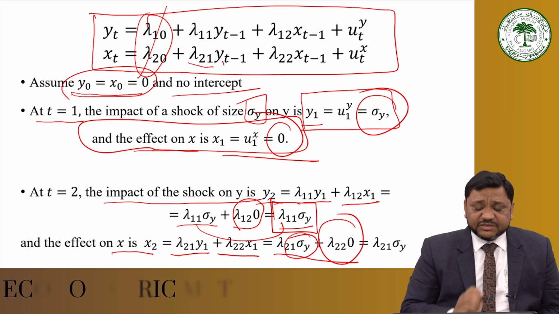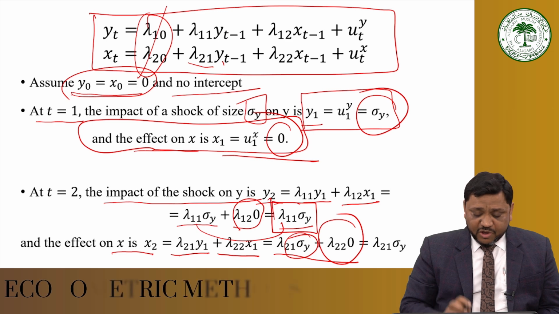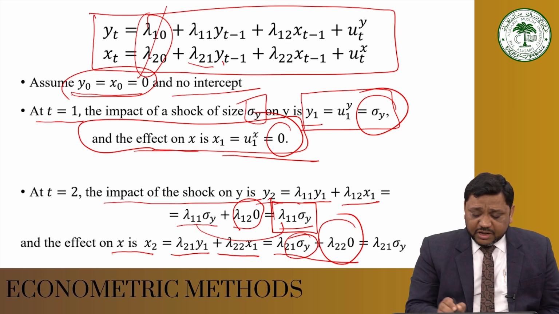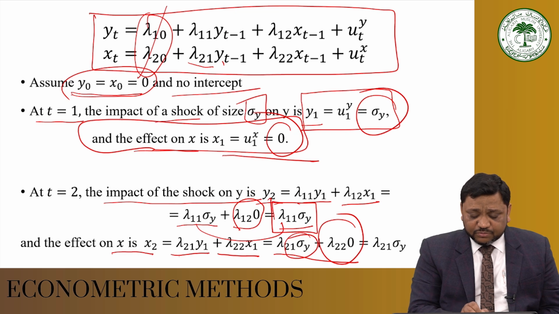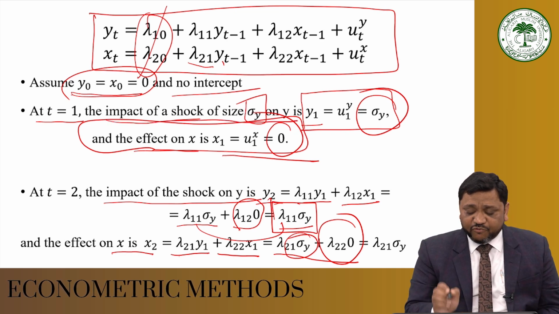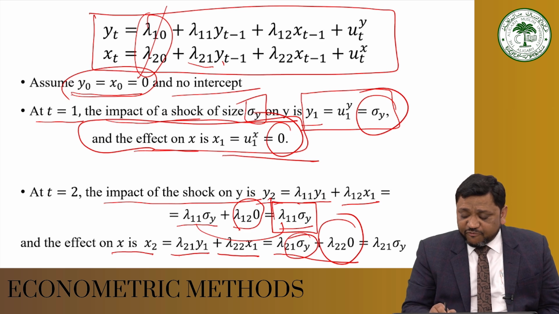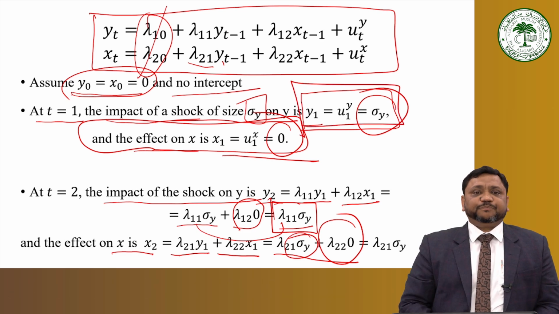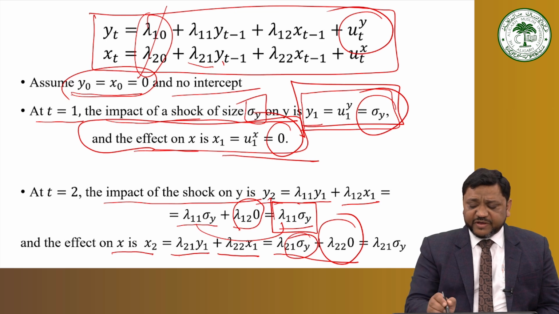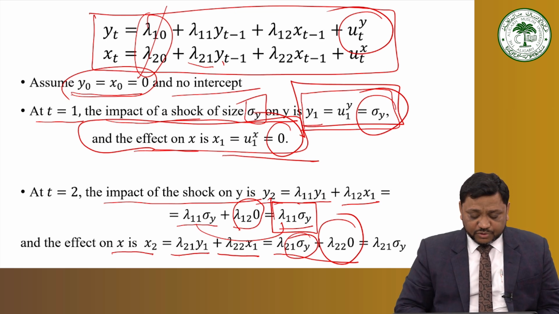So when t is equal to 1, the impact of a shock of size sigma y on y, y1, is only this much, and in the case of x it is 0.